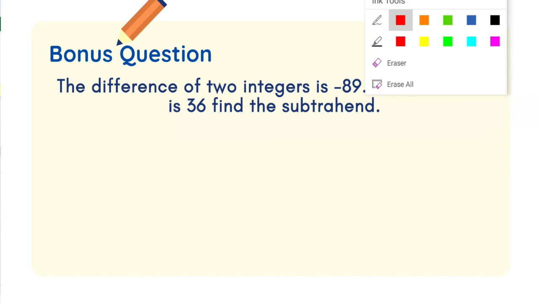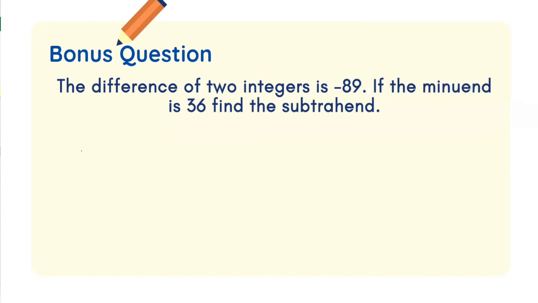Now, let's answer this bonus question. The difference of two integers is negative 89. If the minuend is 36, find the subtrahend. Kanina, napag-usapan natin na ang minuend ay yung binabawasan na number. At yung subtrahend, yun yung ibinabawas dun sa minuend. At yung difference, yun yung sagot sa subtraction process. So dito, given yung minuend. So ang minuend natin ay 36. Pero hinahanap natin ay yung subtrahend.